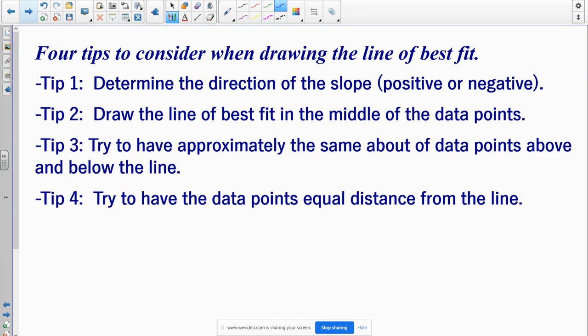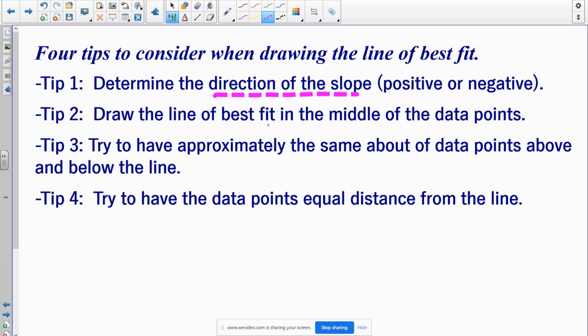So here are some tips when considering drawing the line of best fit. My first tip is determine the direction of the slope. When I'm talking about that, if you're looking at your data and it has a positive association, then your slope better be positive. If you're looking at your data points and it has a negative association or correlation, then you better have a negative slope.